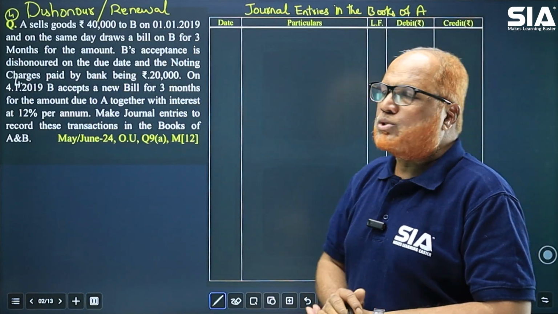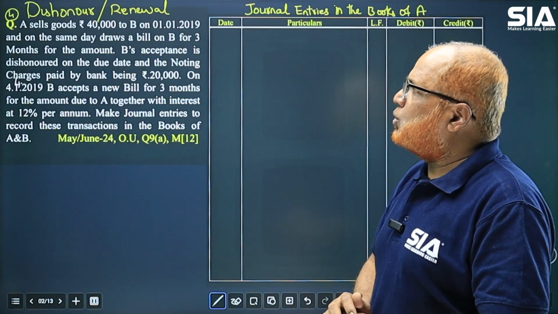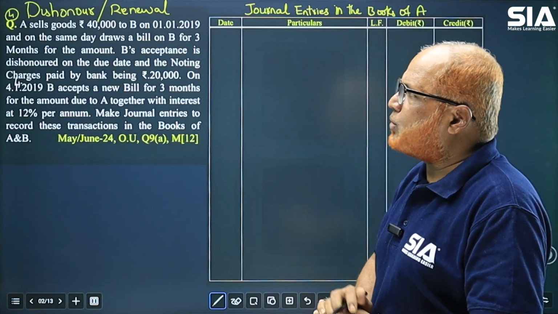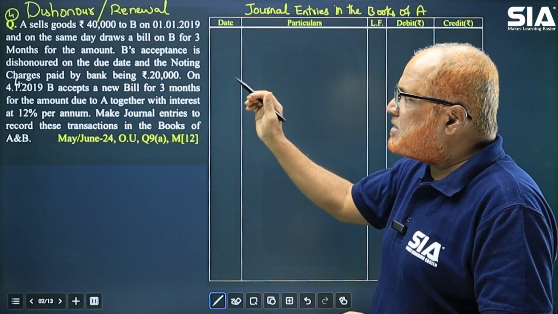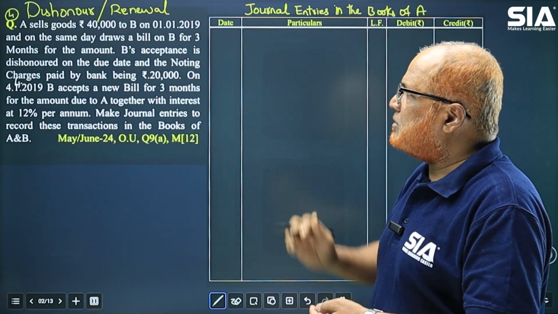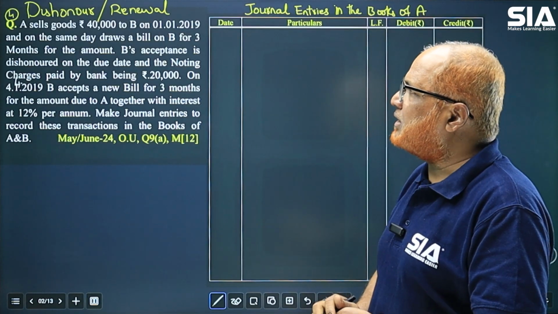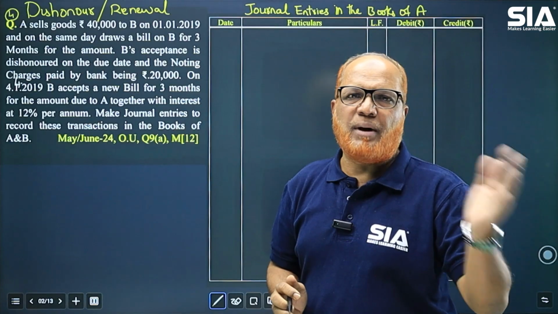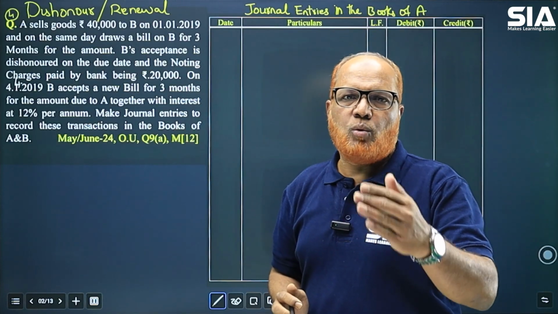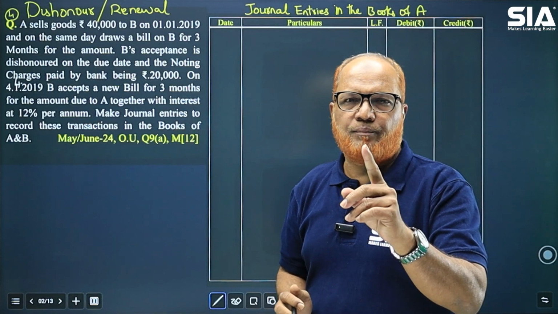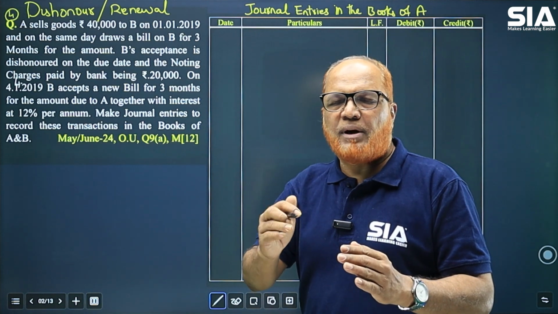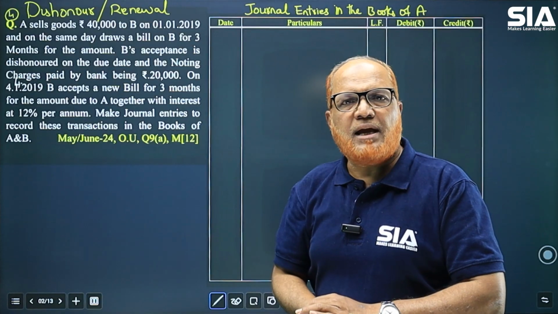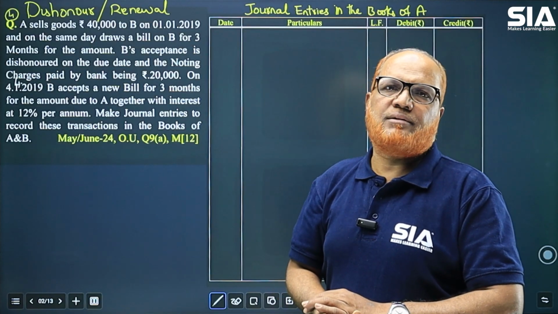Now the problem goes like this. A sells goods worth 40,000 rupees to B on 1st January 2019, and on the same day draws a bill on B for 3 months for the amount. First of all, A is the seller and B is the buyer. A sold the goods to B, the first entry. When the goods are sold by A to B, the entry will be B's account debtor to sales.